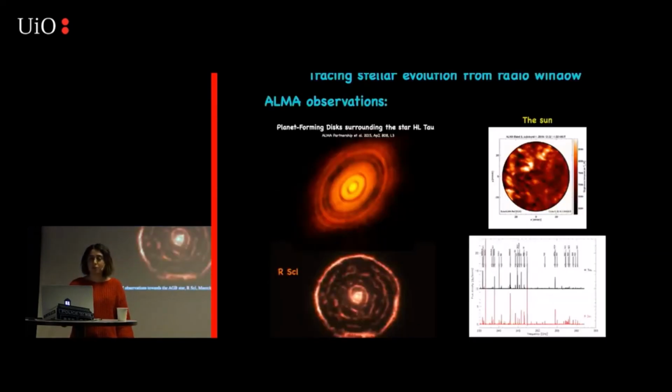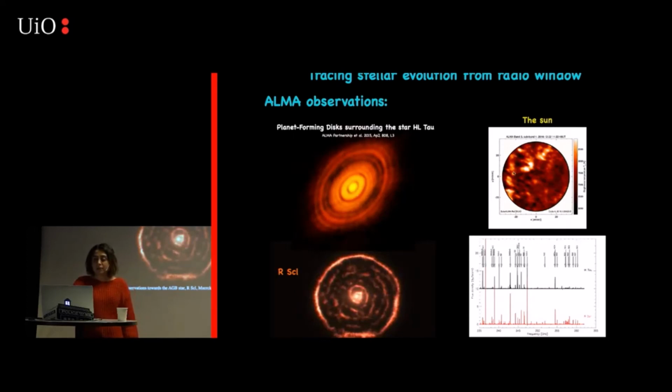Here I would like to show you some observations taken with ALMA of stars at different evolutionary stages. The first image that you can see here is an image of a planet-forming disk around the star HL Tau. It's pretty amazing that we can resolve all this structure, the gas and dust structure around the star, and this helps us to understand planet formation around the star, at which radius planets can form, and how many planets can be formed around the star.